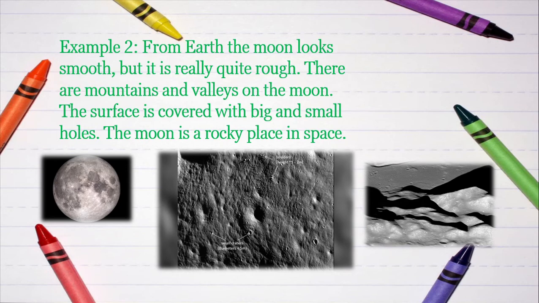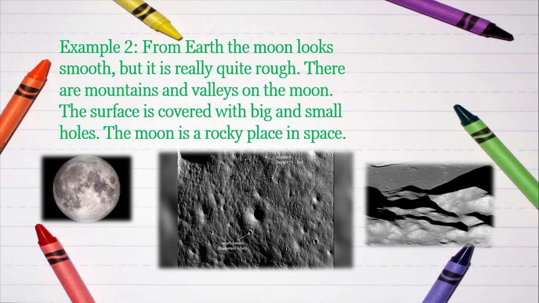What is it about the moon? It tells you that the moon looks smooth, but it is rough. In reality, if astronauts go to the moon and look at it, they'll find that it is rough. There are holes, mountains, and valleys. The surface is covered with big and small holes. The moon is a rocky place in space.